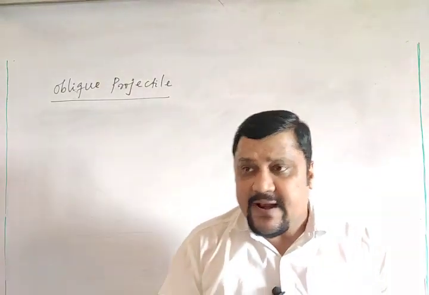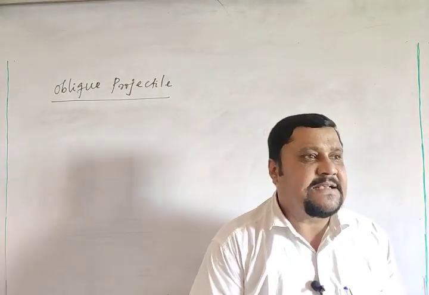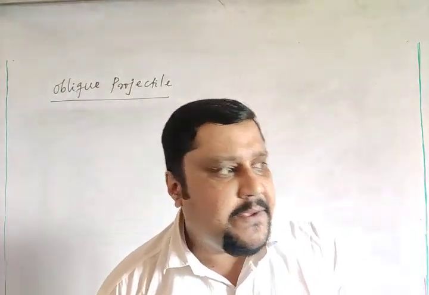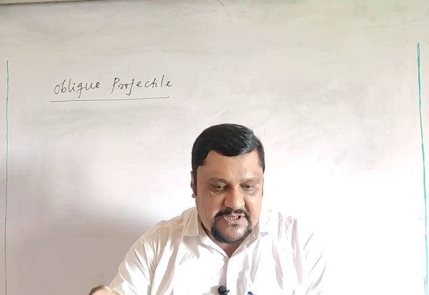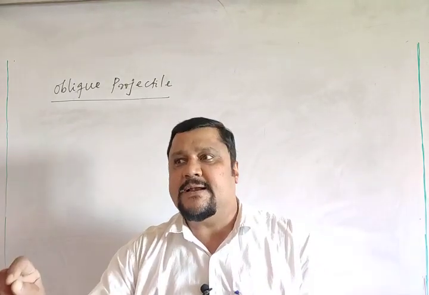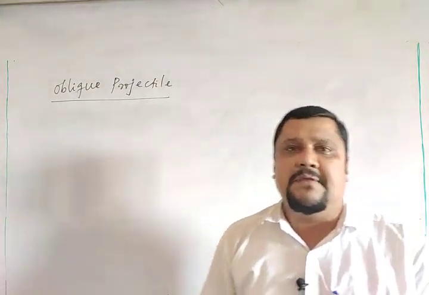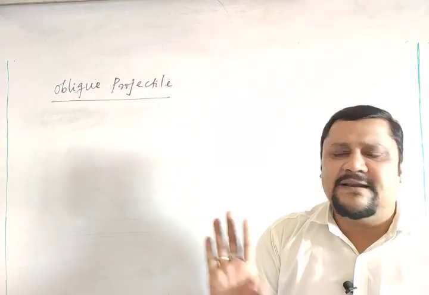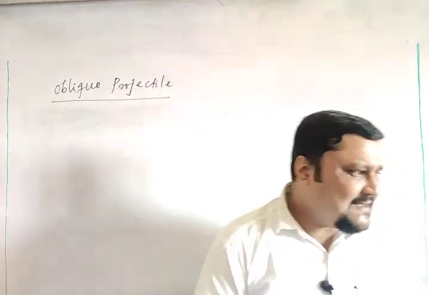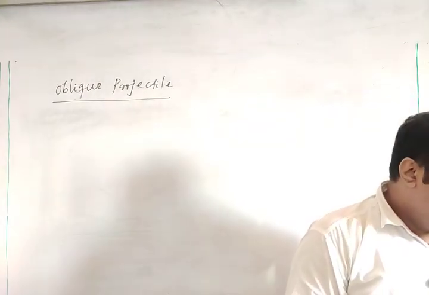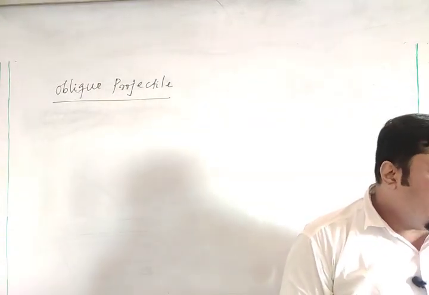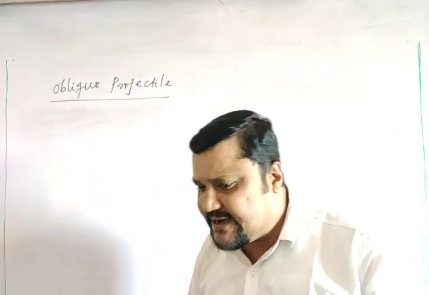Again, we have derived the maximum height expression, which is u square sin square theta by 2g, if u is the initial velocity with which the projectile is projected at an angle theta with the horizontal. That we have discussed in the last section. Next, in this video we shall calculate some of the other parameters in the oblique projectile.